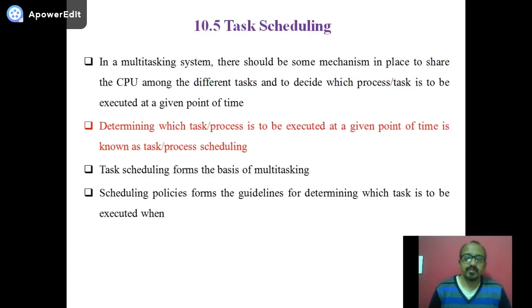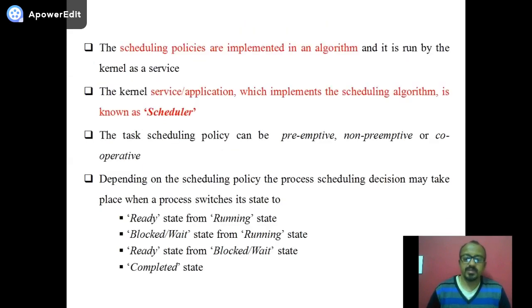So, task scheduling. In a multitasking system, there should be some mechanism in place to share the CPU among the different tasks and to decide which process or task is to be executed at a given point of time. Determining which task or process is to be executed at a given point of time is known as task scheduling.